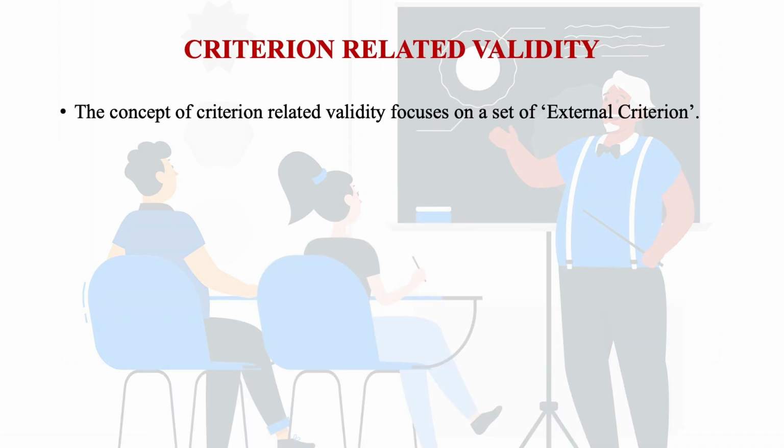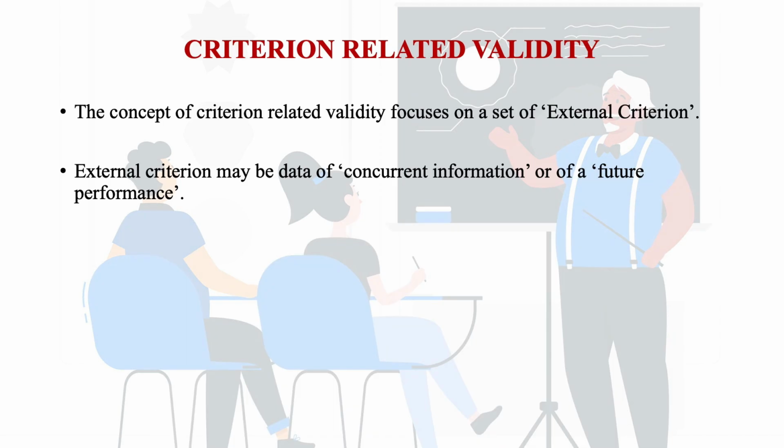Okay, and further, the third method, that is criterion related validity. Try to understand what the different criteria are that are supposed to be taken into consideration for constructing a tool, for validating a tool. So here there are two important criteria: one is the external criterion and the other is the concurrent criterion.